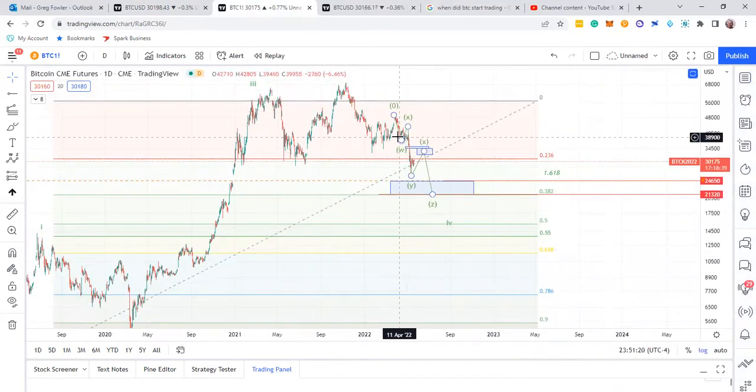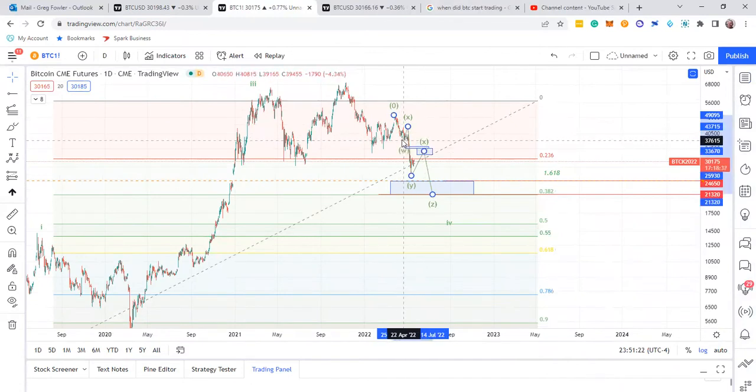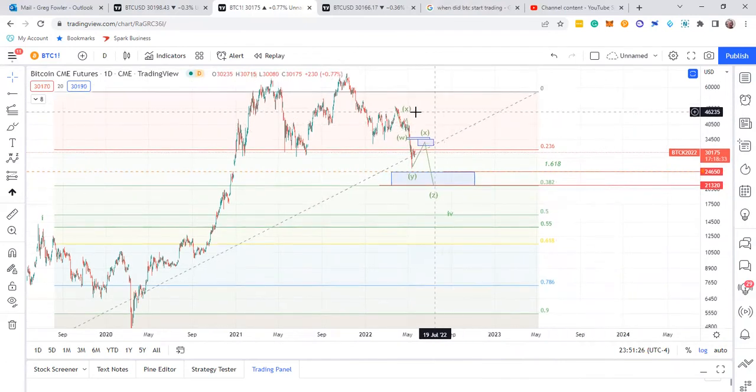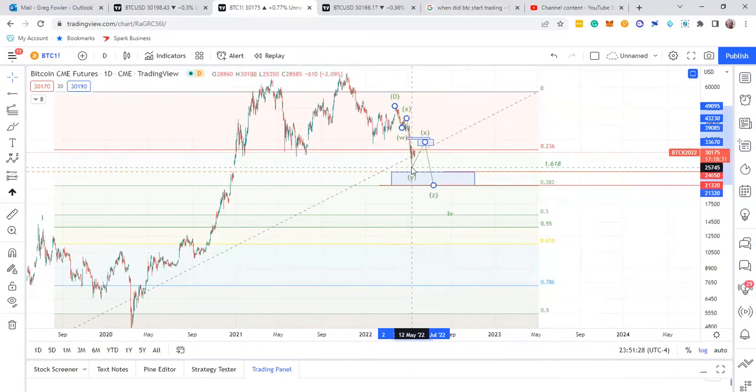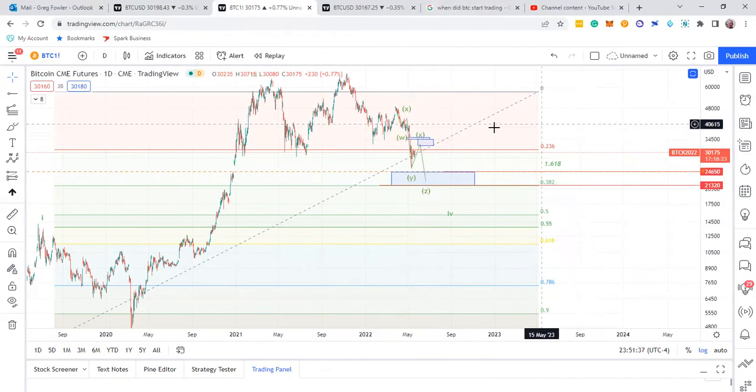All right. So I had it before labeled as a WXY. Okay. And it came down again. And then that was the Y, but it's not done. So it could be coming up for another X, and then make another Y. Okay. So that's an actual move.